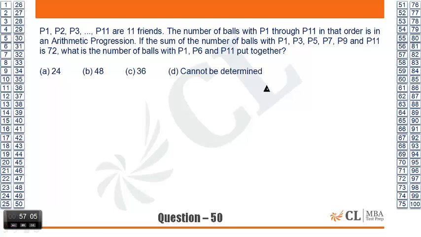P1, P2, P3, 11 friends. The number of balls with P1 and P2, in that order, is in arithmetic progression. The sum of the balls with P1, P3, P5, P7, P9 is 72.